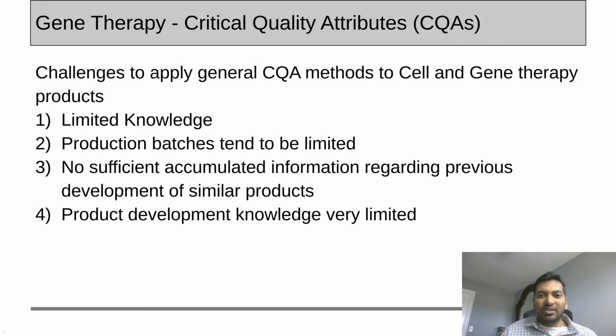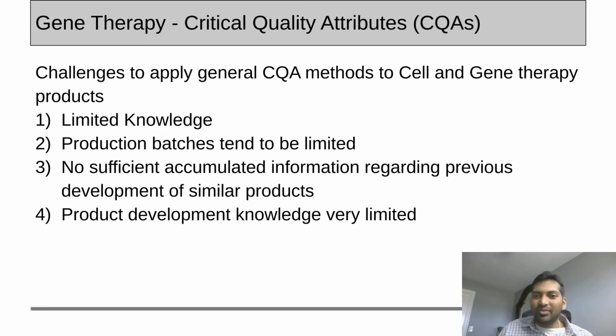As I said, there's a lot of batch to batch variation when you produce these. One batch may be very potent, the other batch may not be potent. So the variability itself is a limitation to identifying the critical quality attributes. And there are not many similar products to accumulate enough risk assessment data from clinical trials to show that, okay, this is a product which may be similar, so I can identify the critical quality attribute.